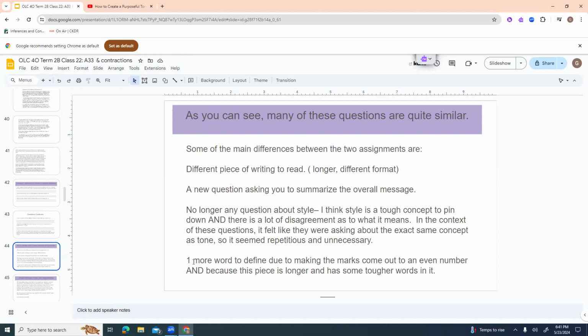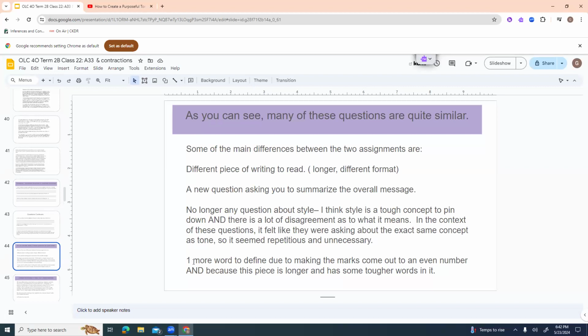There's a new question asking you to summarize the overall message. I got rid of the question about style, and there's a question about effectiveness that I think is a bit tricky, and I've just kind of left it off too. It seemed like the way they were using the word style is very similar to tone. I just left it off because I thought it was repetitious.